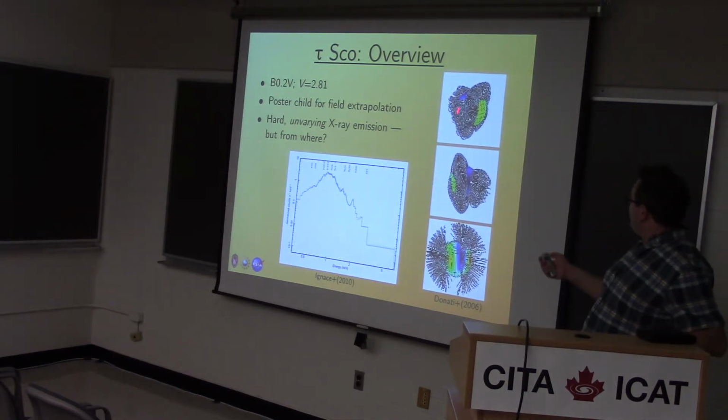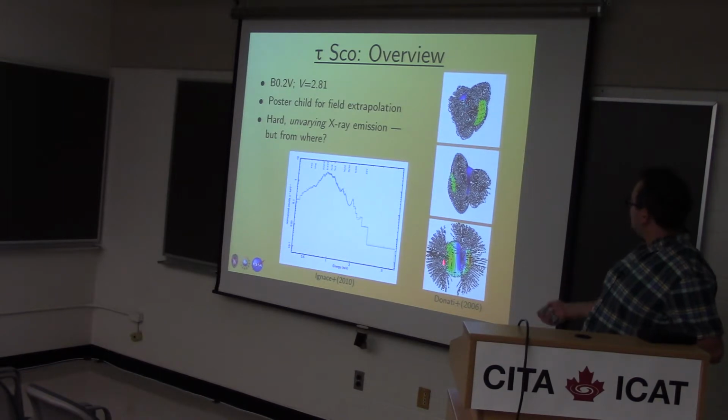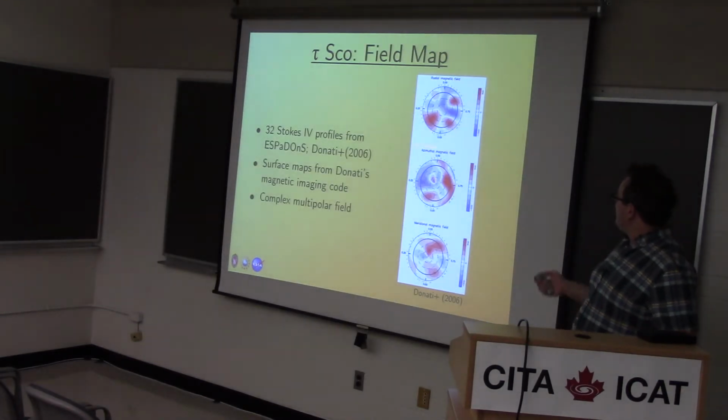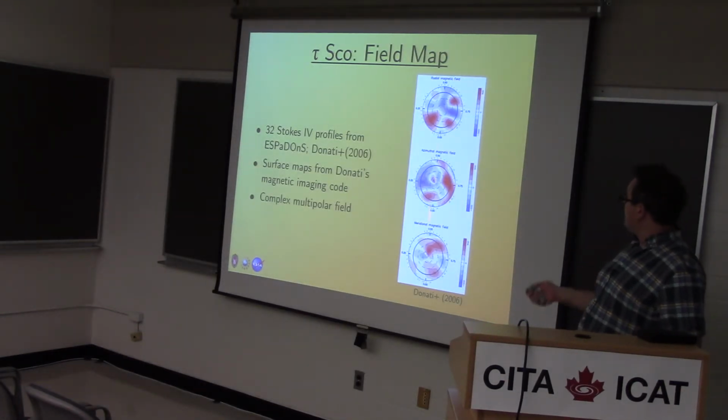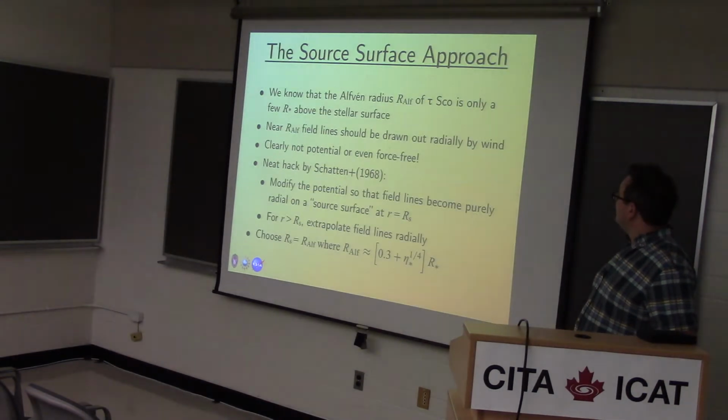So these are what the, wow, that really is a crappy image, but these are what the original field extrapolations look like. These were done by Jean-François Donati. And the star has got a very non-dipolar field. These are what the field maps look like. And again, it doesn't look much like a dipole. You can actually see there are multiple polar spots on the star.